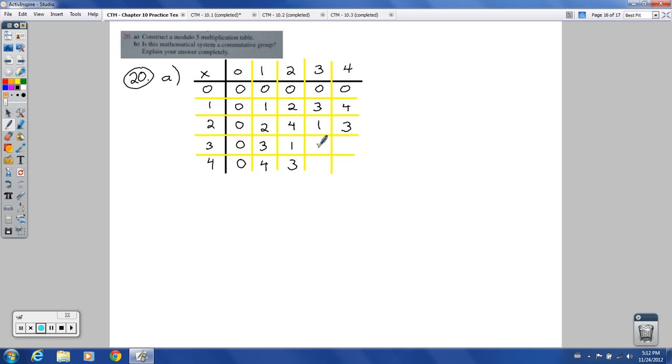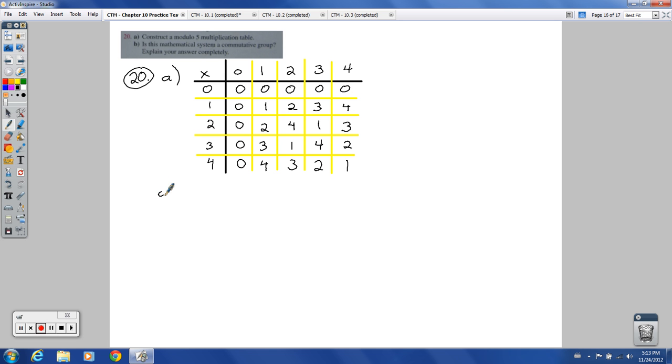3 times 3 would be 9. 9 mod 5 would be 4. The remainder would be 4. 3 times 4 would be 12. 12 mod 5 would be 2. So we've got a 2 here and a 2 here. And then finally we'd have 16. But 16 in mod 5 would be a 1. And so this is our multiplication table for mod 5.